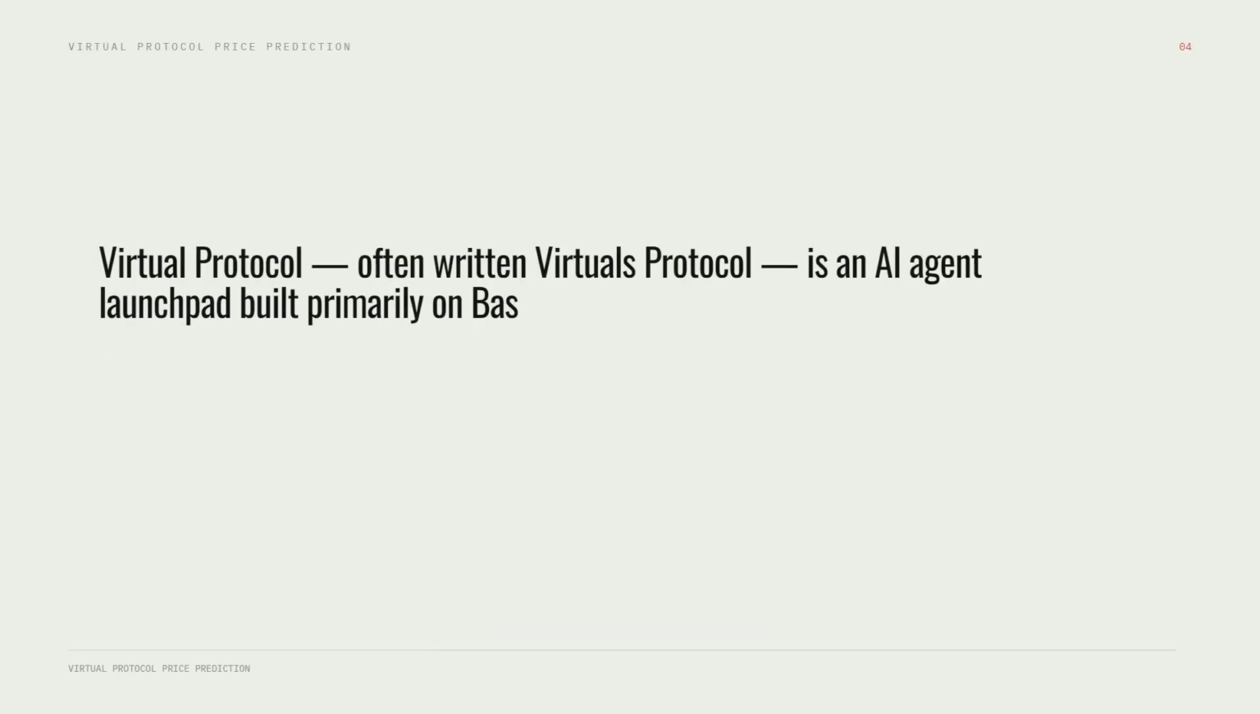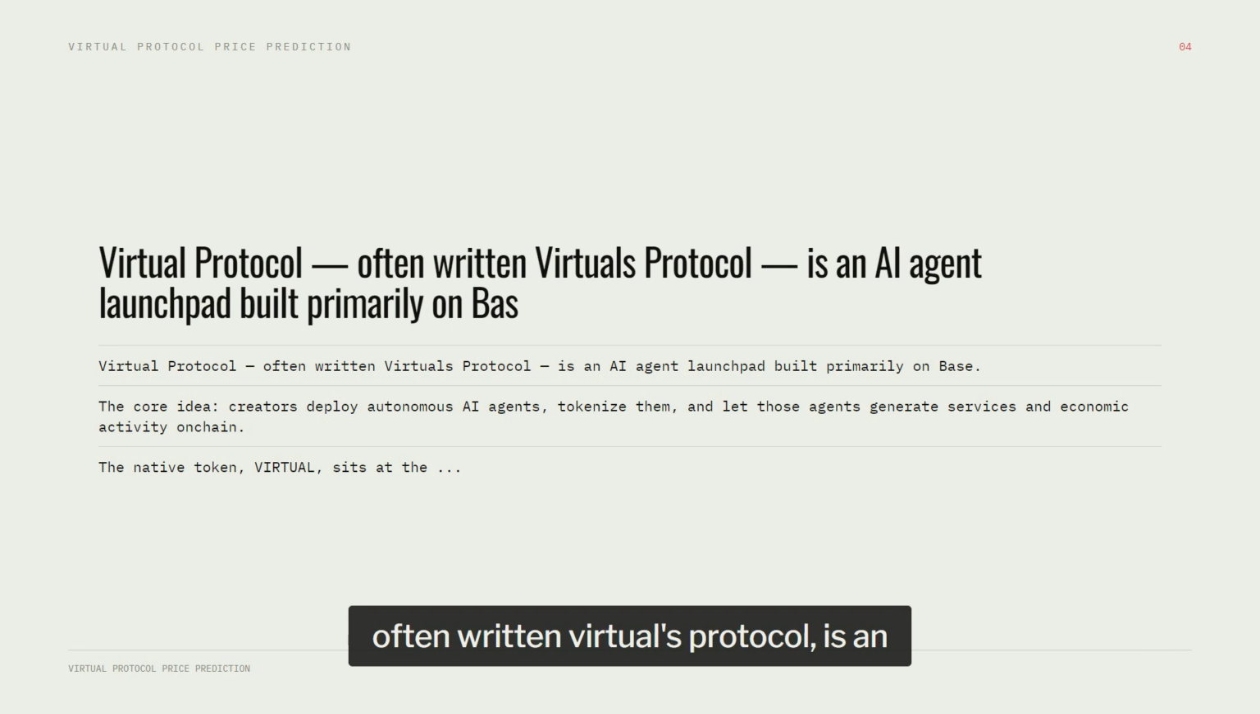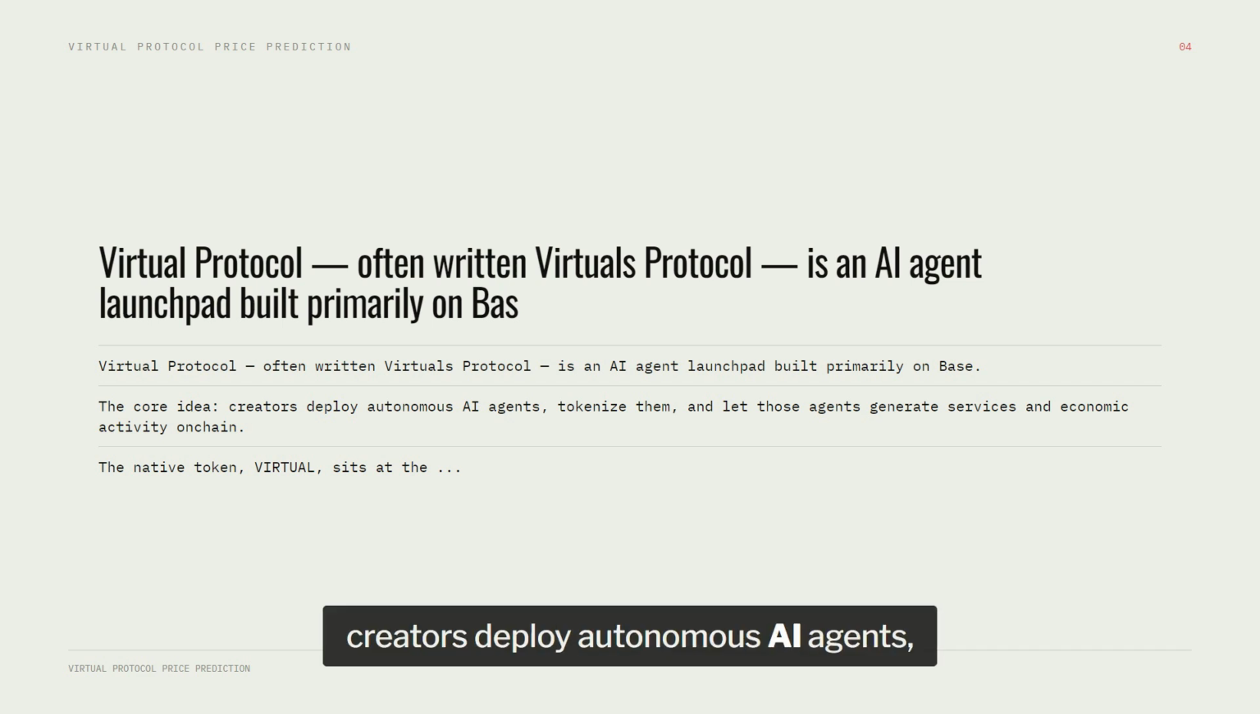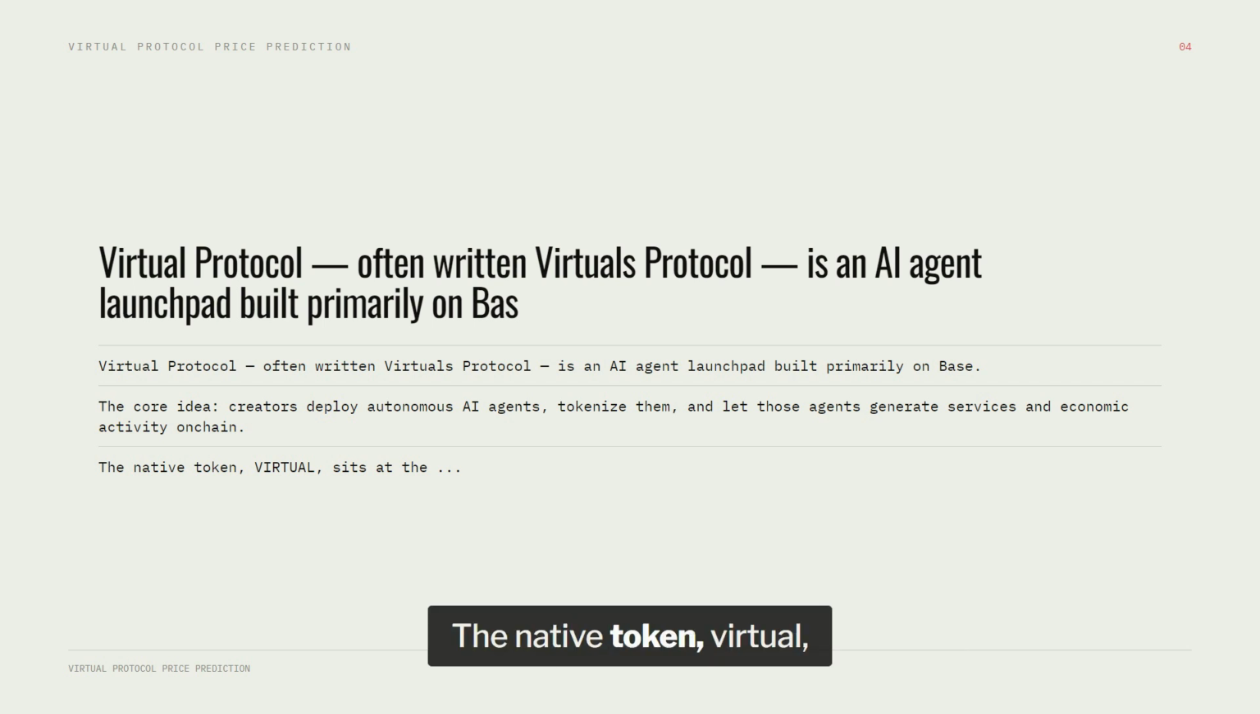Virtual protocol, often written Virtuals protocol, is an AI agent launchpad built primarily on Base. The core idea: creators deploy autonomous AI agents, tokenize them, and let those agents generate services and economic activity on-chain. The native token, Virtual, sits at the center of that system.